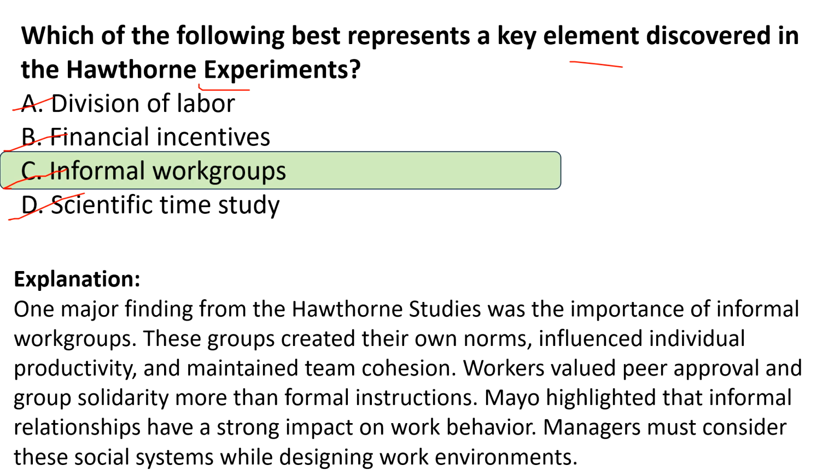See, one major finding from the Hawthorne studies was the importance of informal work groups. Who are those informal work groups? Your peers, your group solidarities, right? These groups created their own norms, influenced individual productivity, and maintained team cohesion. Workers valued peer approval and group solidarity more than formal instructions, as I have told you. People feel more positive and more motivated with peer approval than with formal instructions. Clear? Mayo highlighted that informal relationships have a strong impact on work behavior, right?